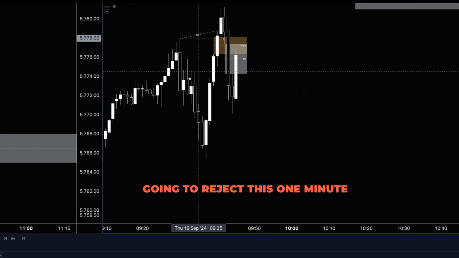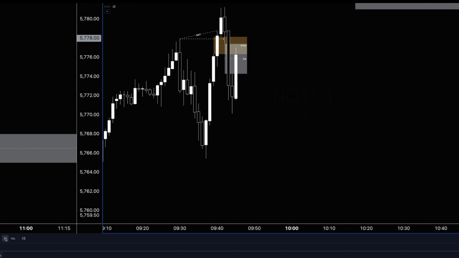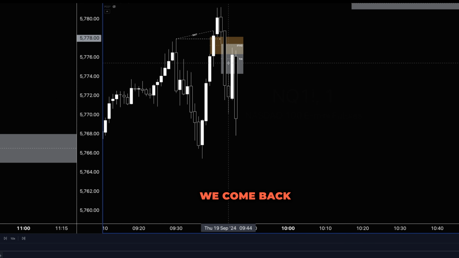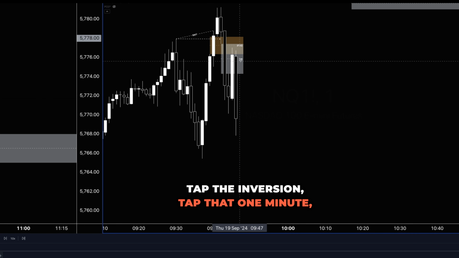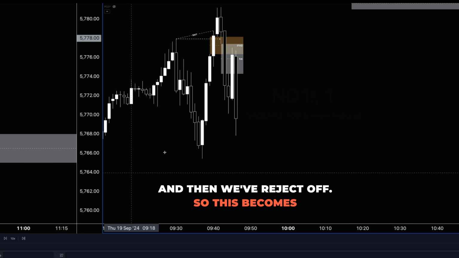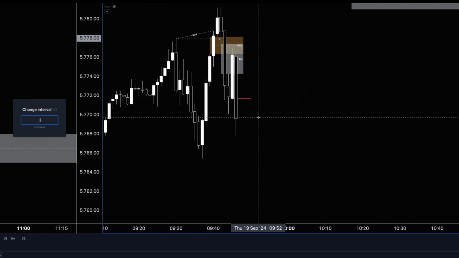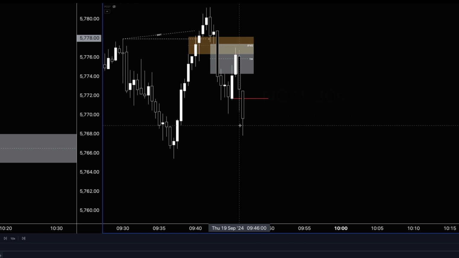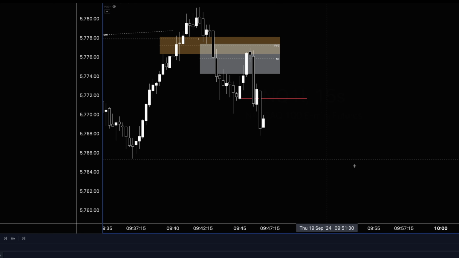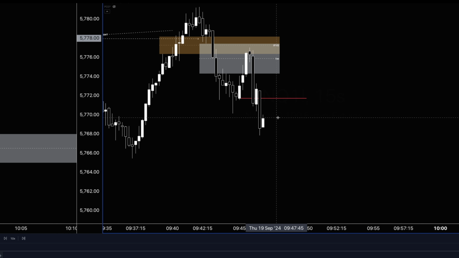So I wanted to see if we're going to reject this 1 minute or not. So I play this. As you can see, we come back up, tap the inversion, tap that 1 minute, and then we reject off. So this becomes a bearish order block. Right? If I drop the 30 second or even the 15 second, so we have the bearish order block.